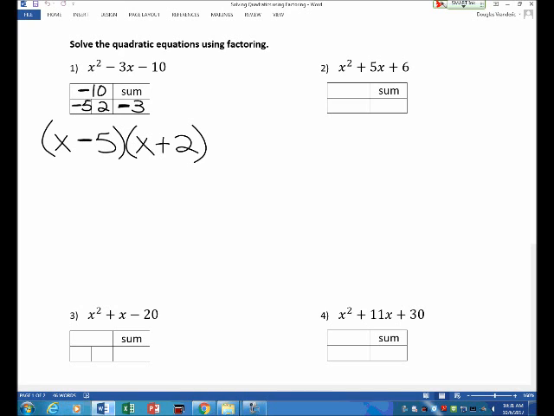What is x times x? X squared. What is x times 2? 2x. Some people say x2. Negative 5 times x. And then, what's it?